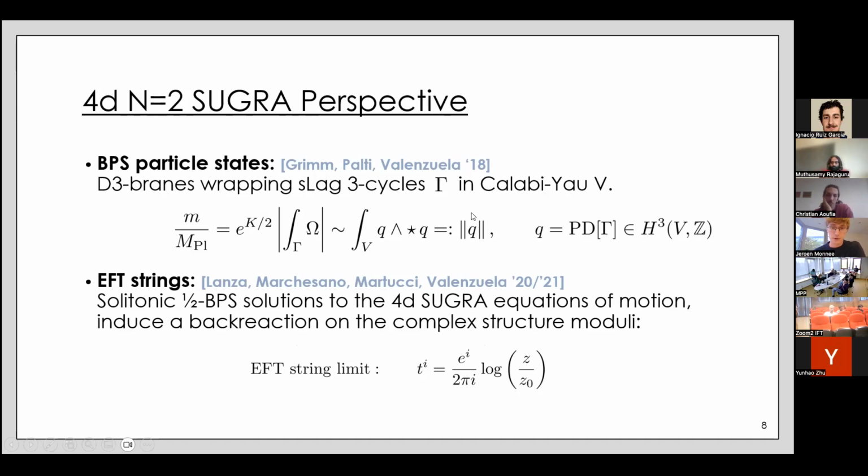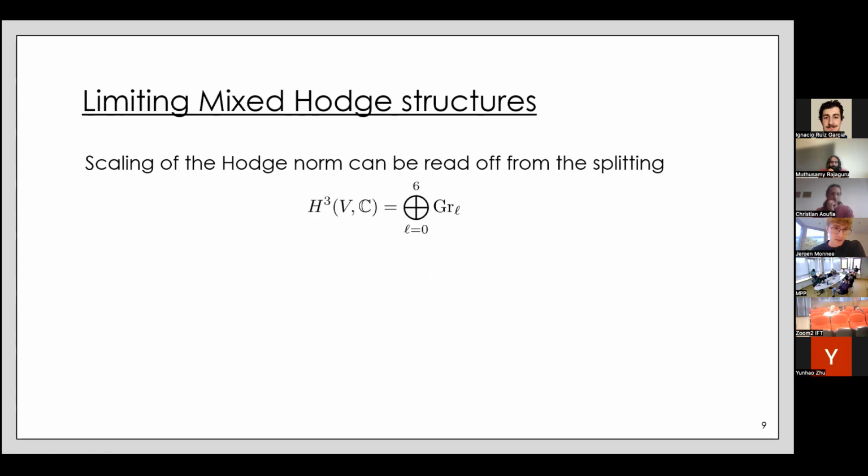For now, I want to focus on these BPS particles, and I want to understand when does this mass go to zero and at what rate. So for that, you need to know something about how this Hodge norm scales. In principle, you could imagine that in a complicated Calabi-Yau threefold, cycles can grow and shrink at all kinds of rates, and this might be a horrible mess. But it turns out that you can organize this very nicely in terms of something that is called a limiting mixed Hodge structure. Don't worry, we will not need too much of this.